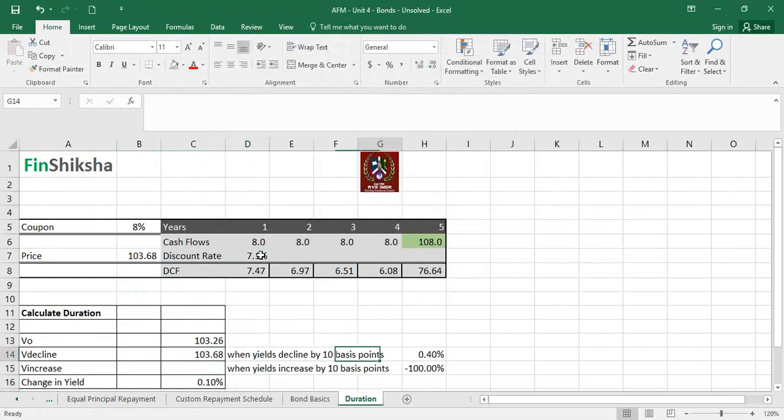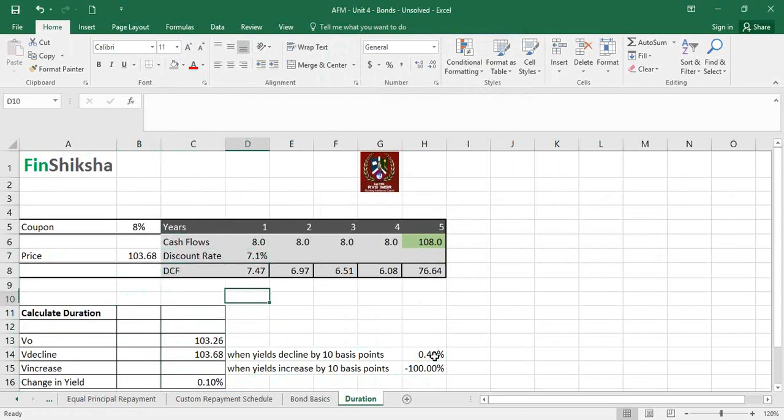How do I calculate the change? That's 103.68 minus 103.26, divided by 103.26. So the price changes by 0.4%. When yield goes down by 10 basis points, the price moves up by 0.4%, 40 basis points, right?